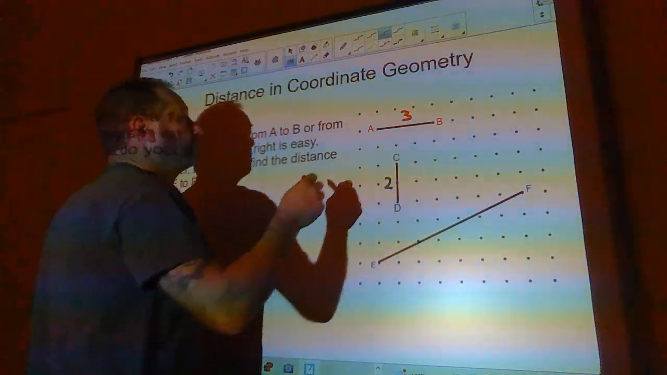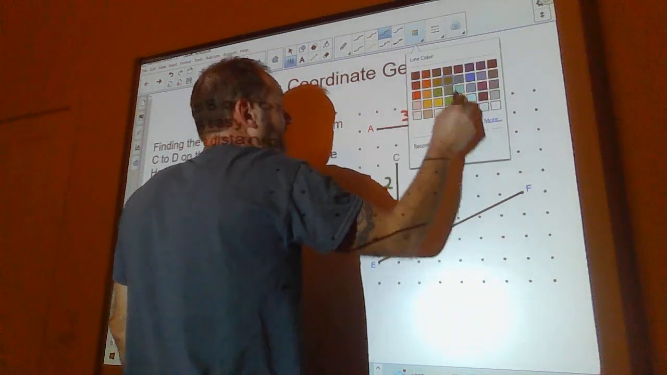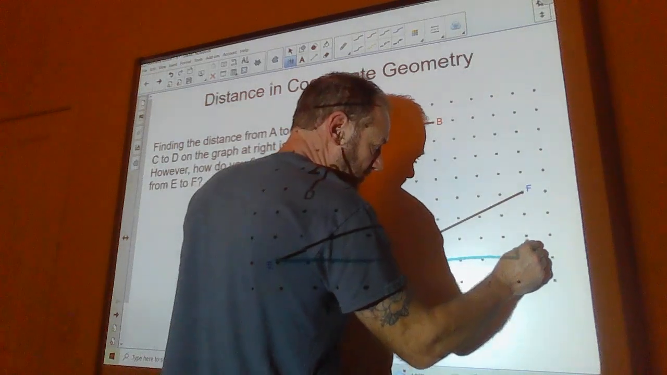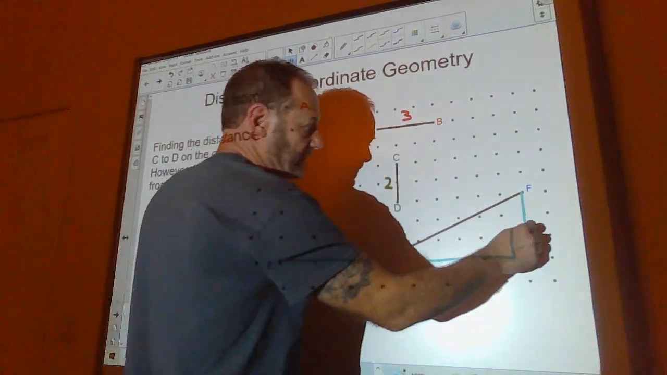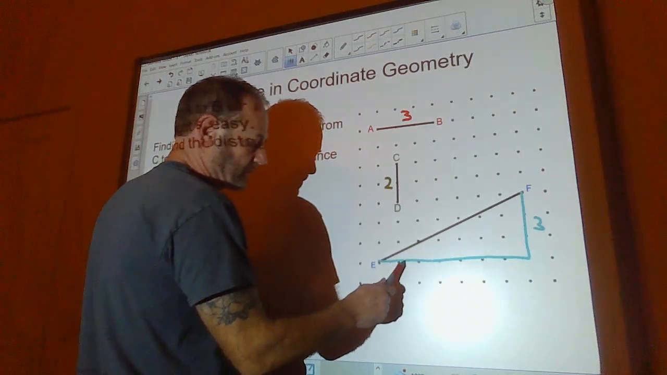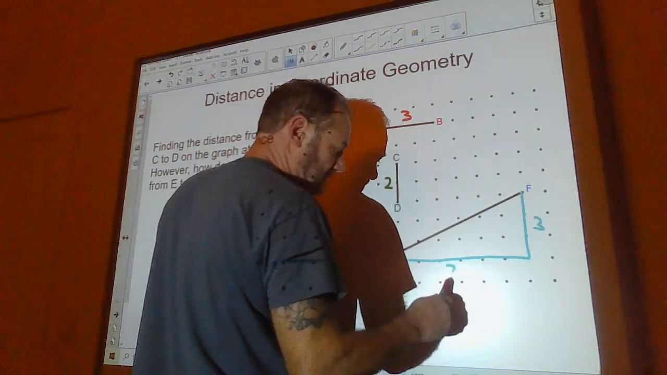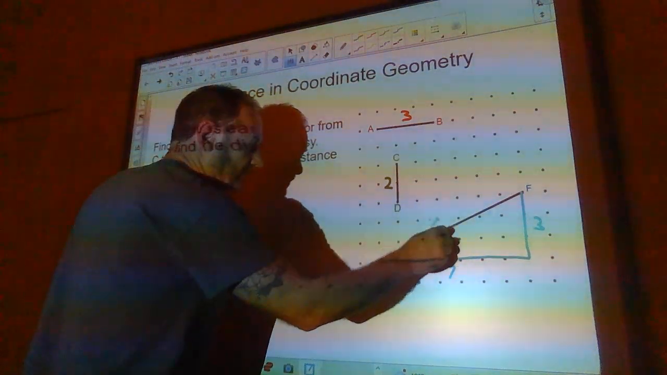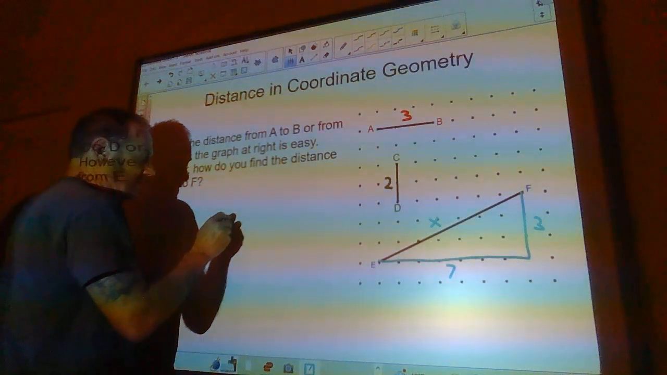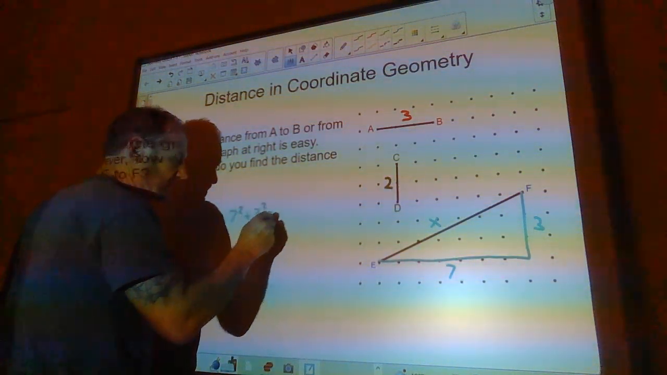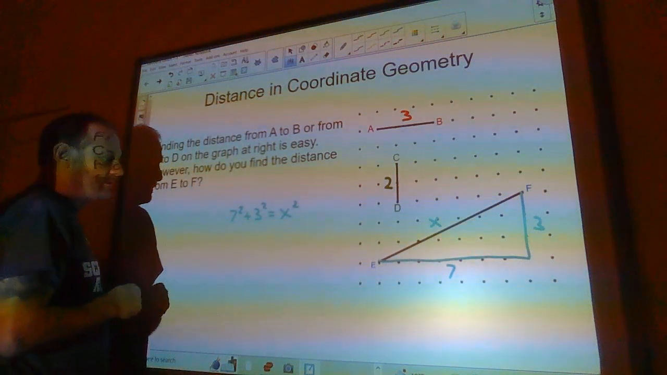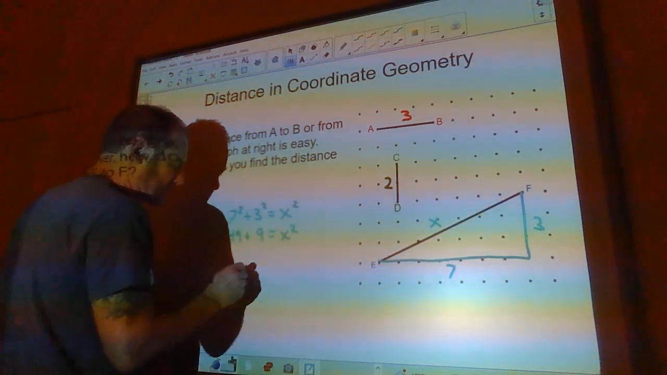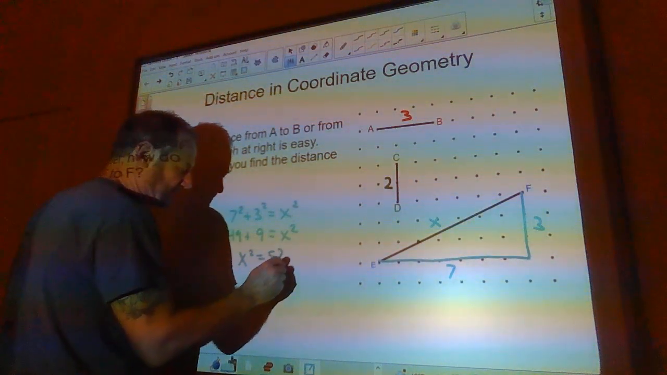So essentially, what you do is you just take this thing and you turn it into a right triangle, like so. And I can count this. This is 3. And I can count this as 1, 2, 3, 4, 5, 6, 7. And now I can use the Pythagorean theorem on a right triangle. If I call this x, then I know that 7 squared plus 3 squared equals the hypotenuse squared. Okay, so 49 plus 9 is x squared, so x squared would be 58.